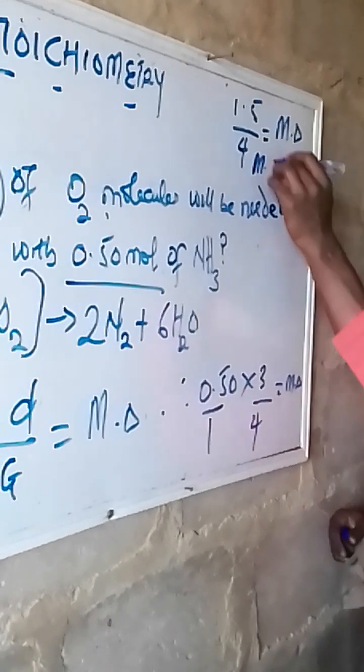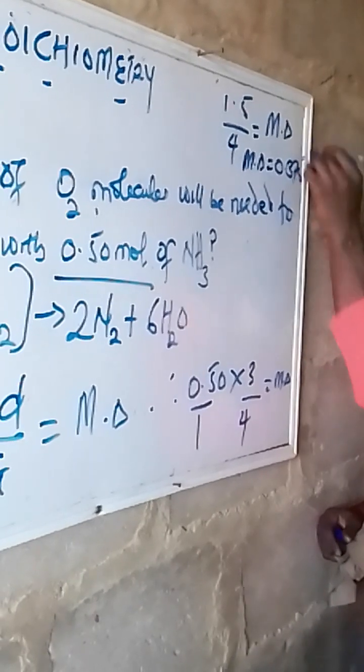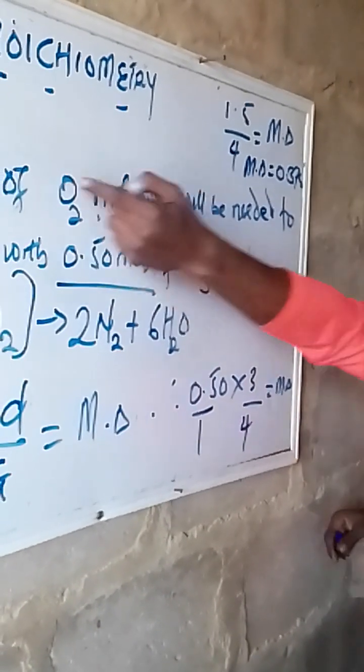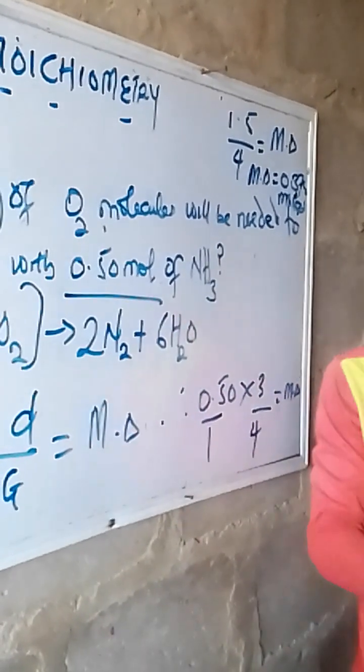MD now will be 0.375. Then what will be our SI unit? Since it is mole, the SI unit will also be mole. Are we together? That is all the answer.